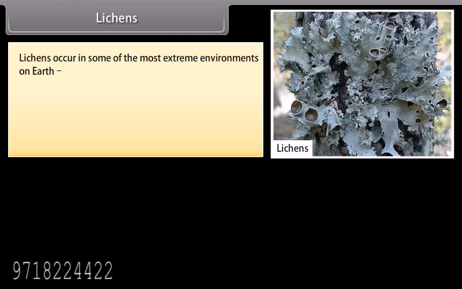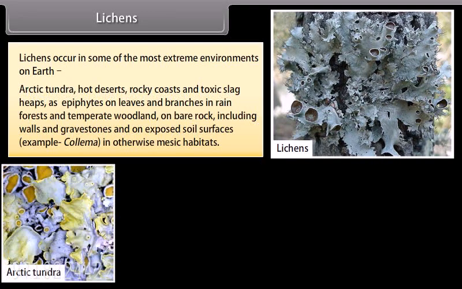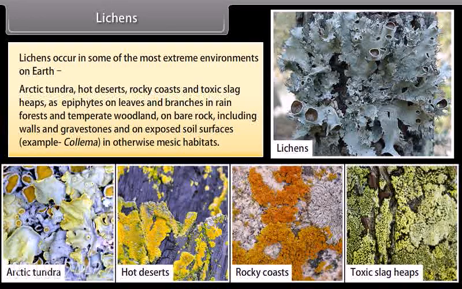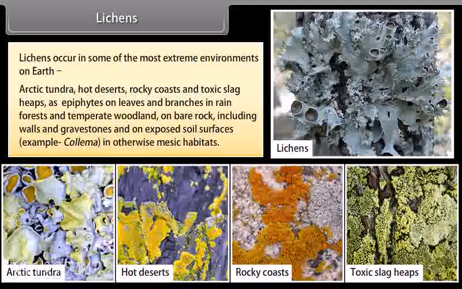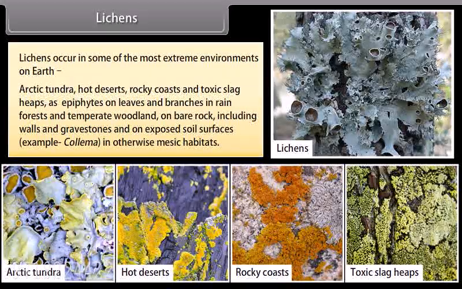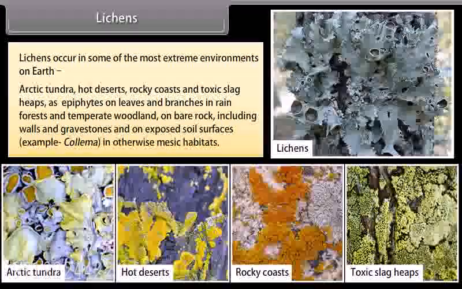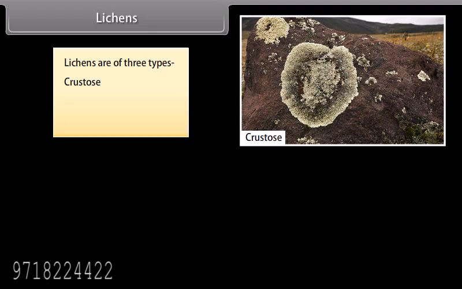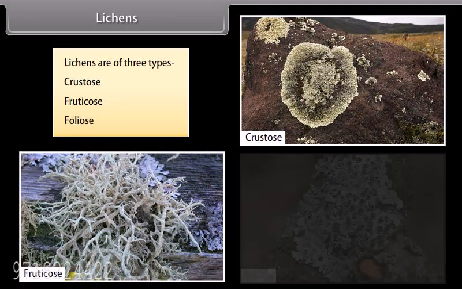Lichens. Lichens occur in some of the most extreme environments on Earth: Arctic tundra, hot desert, rocky coasts, and toxic slag heaps, as epiphytes on leaves and branches in rainforests and temperate woodland, on bare rock, including walls and gravestones, and on exposed soil surfaces, called cryptogams, in otherwise mesic habitats. Lichens are of three types: crustose, fruticose, foliose.